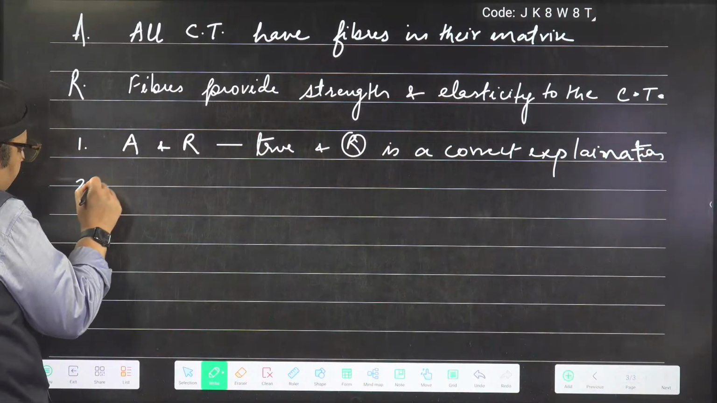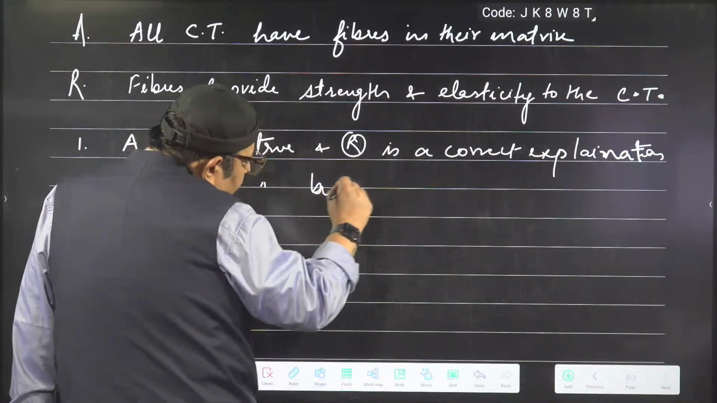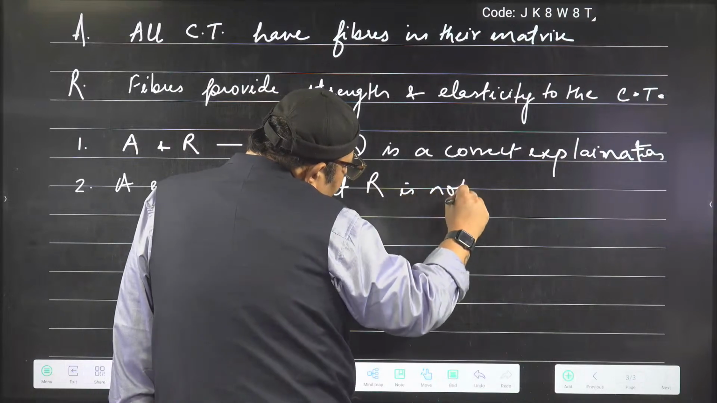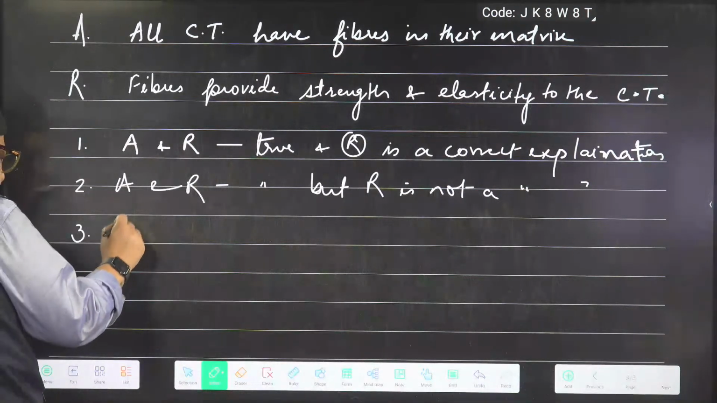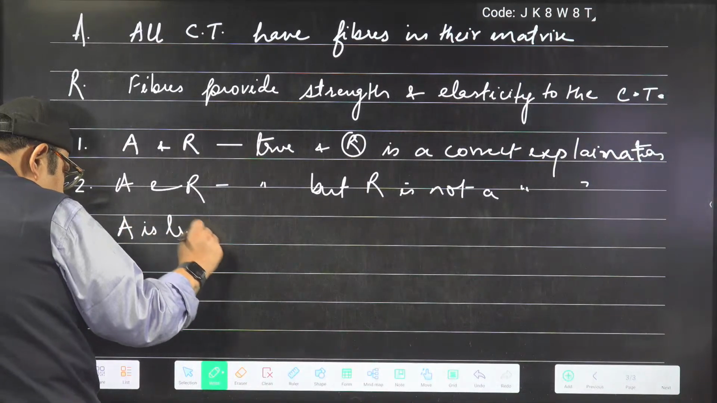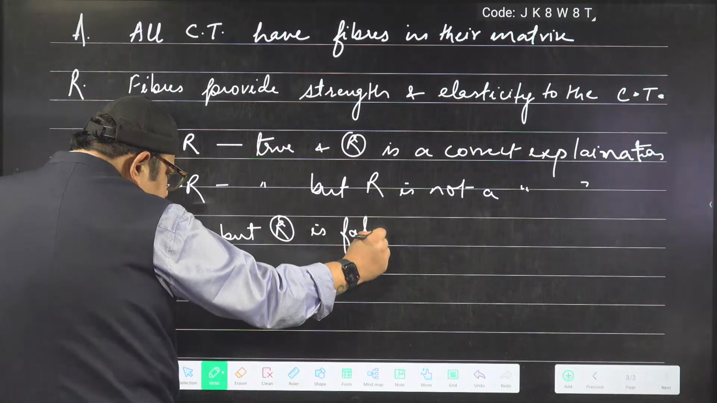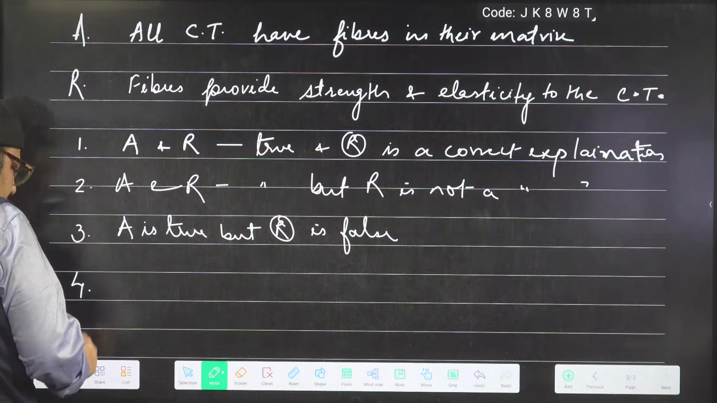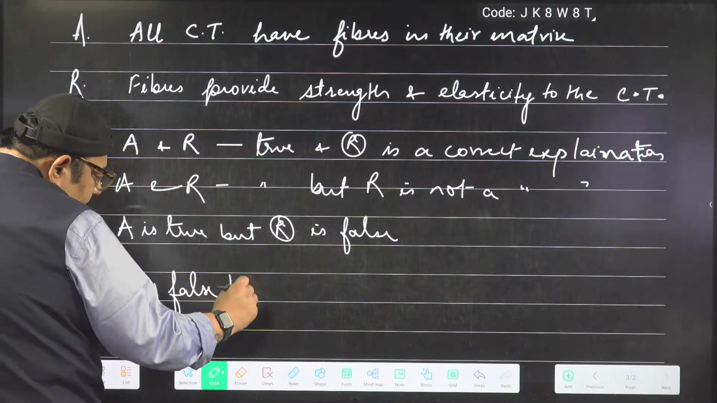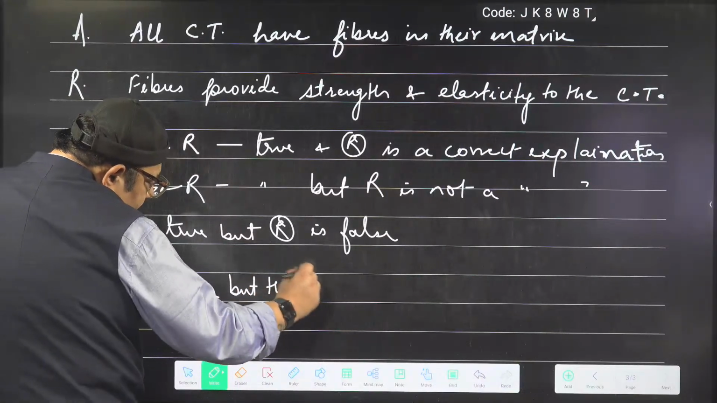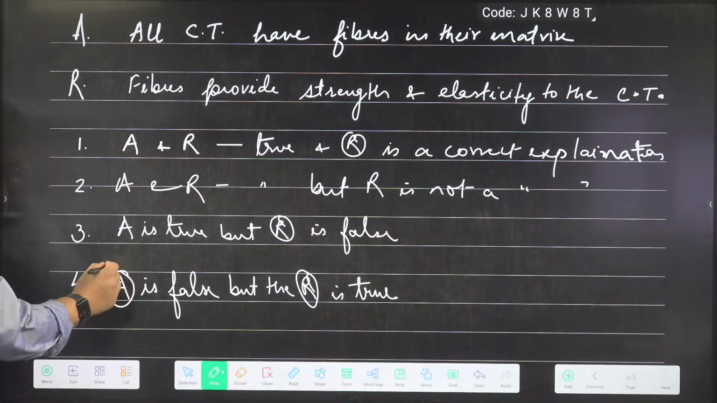Then the second option is: assertion and reason are both true, but the reason is not a correct explanation. Option number 3: assertion is true, but reason is false. And this time I am slightly modifying the fourth option. I am saying: assertion is false, but the reason is true, or correct. Assertion is false, but the reason is correct.